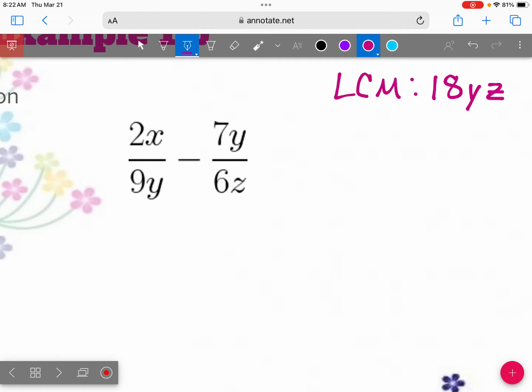So if I need this left-hand fraction to wind up with a denominator of 18yz, what do we need to multiply it by? 2 and z, the pieces that it's missing. Again, I can only multiply by 1, so I need to do 2z over 2z. How about the right-hand side? What's this one going to multiply by? 3 and y. So we just kind of go, what is missing from here to get to here?